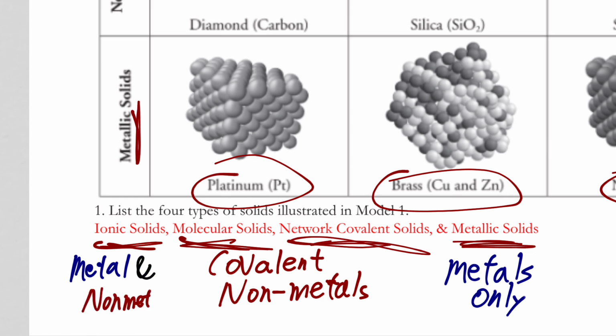So the two different kinds make up the two different types of ions that make the ionic solids. Just as a quick review, ionic is usually metals with nonmetals. Molecular and network covalent solids are usually made up of covalent nonmetals, and metallic solids are usually made up of just metals.